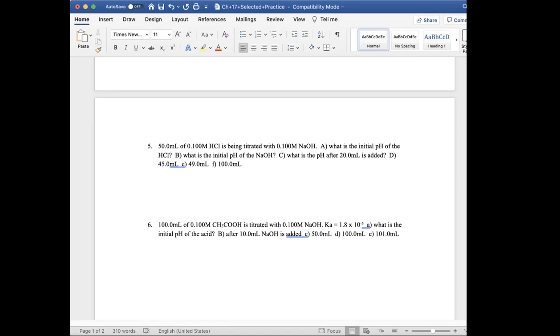So that means there's still, if you imagine it dropping down, 0.003 moles of HCl left. Since they're asking for a pH, we just have to find the H plus concentration now. So that's going to be 0.003 moles of HCl over the total volume, so over 0.07 liters, because 50 ml plus 20 ml.